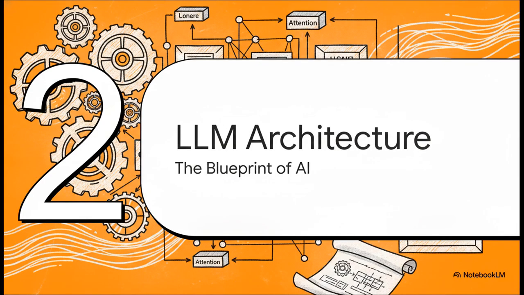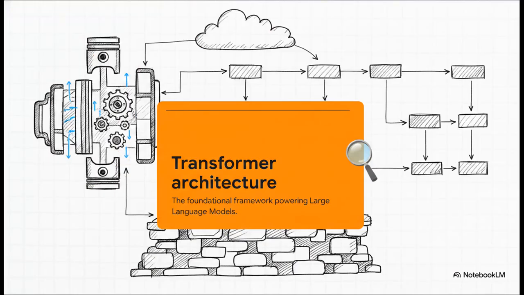Part 2. Unpacking LLM Architecture, the Blueprint of AI. Let's move to how this all builds together. If you're going to be building or implementing any AI software, you have to grasp the foundational framework, and that is the transformer architecture. This core engine is the absolute bedrock for anyone trying to figure out how large language models actually process and generate text. The whole shebang starts right here with the transformer.